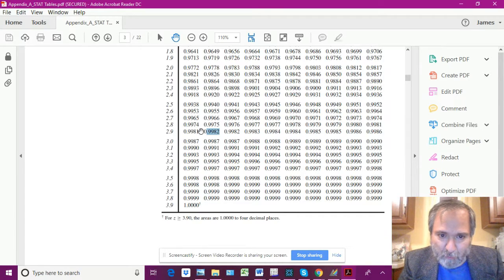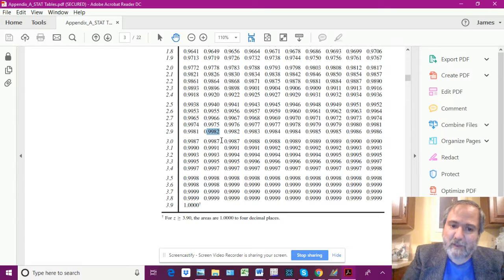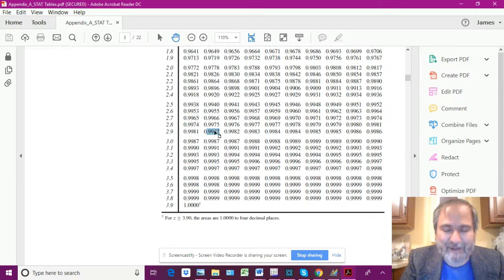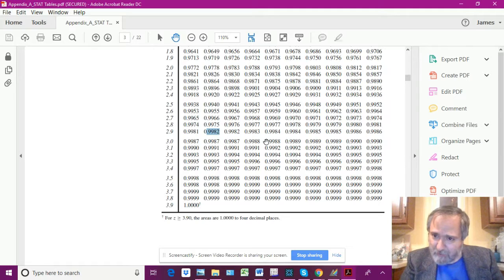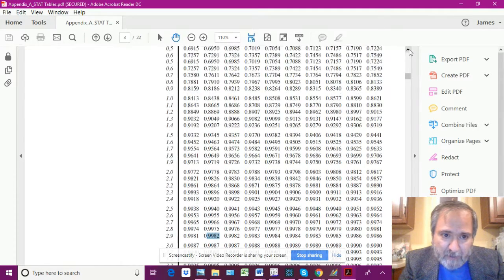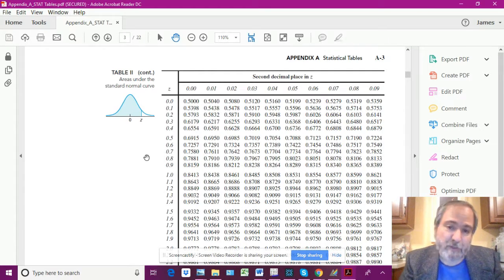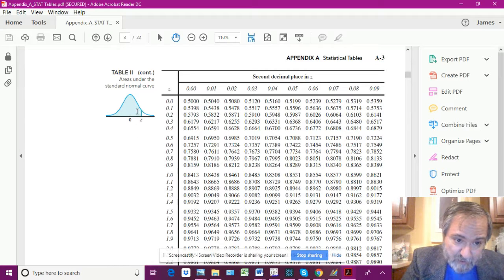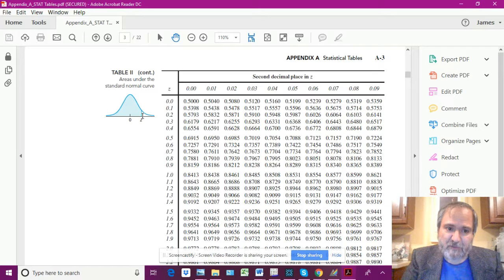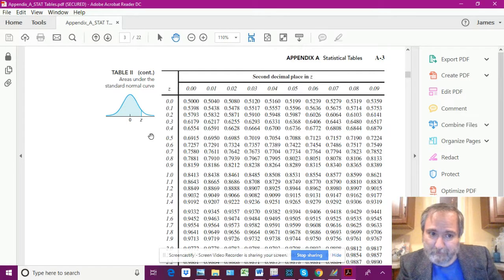Okay, 2.91. Well, if I subtracted the 0.0018 from 1, I get what? 0.9982. So what this tells us, as is indicated by the curve here, is that the distribution is symmetrical. And now I see how this is all shaded this way. So the z-score gives the area or probability to the left of. If you want to know the probability to the right, you subtract from 1.